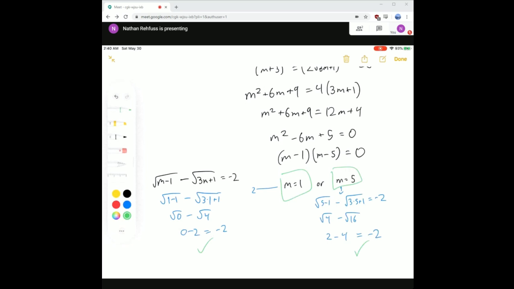Either one of those values of m will make the original equation true. And that's how you solve equations containing radicals. Join me next time for inequalities.